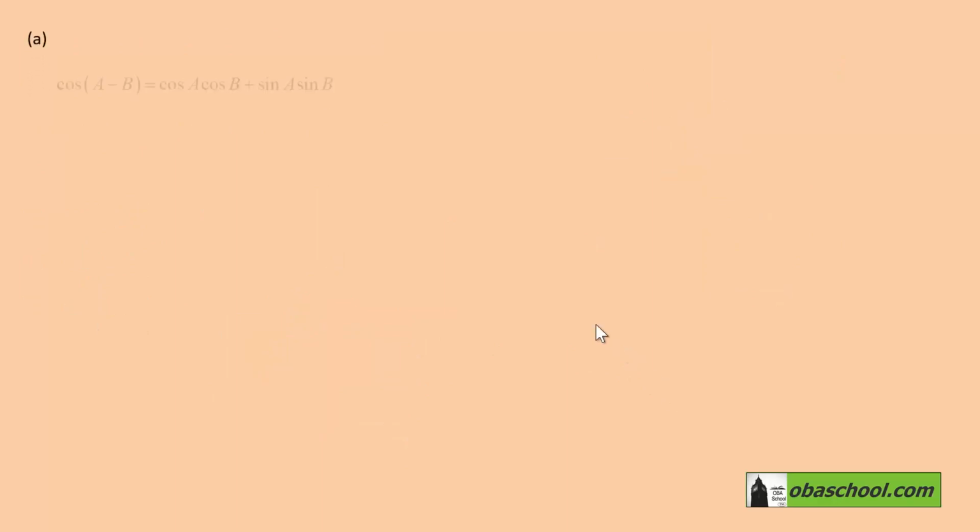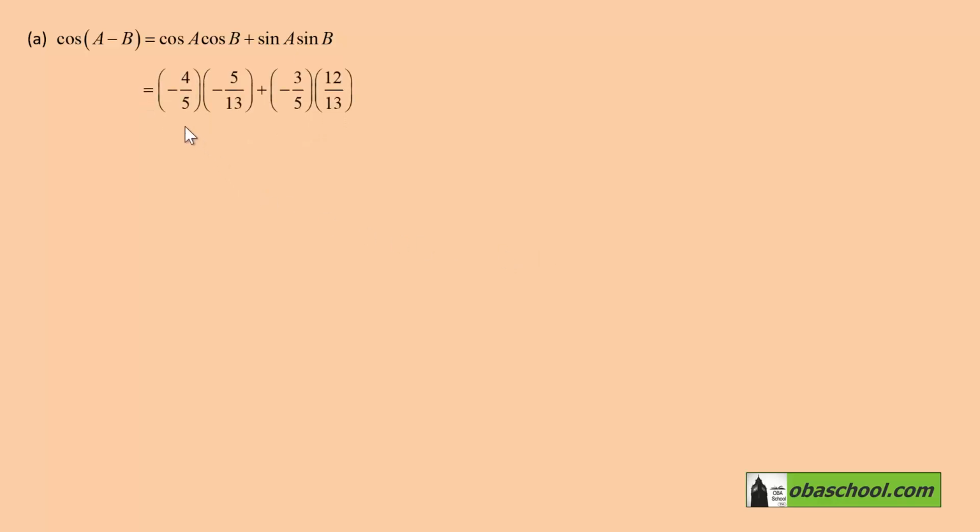So if we consider A, which was cos(A minus B), which is cos A cos B plus sine A sine B, all we need to do now is substitute in the values that we have. So negative 4/5 times negative 5/13, add negative 3/5 times 12/13, which gives us 20/65, take away 36/65, which is negative 16/65.